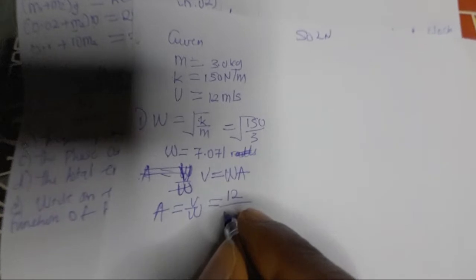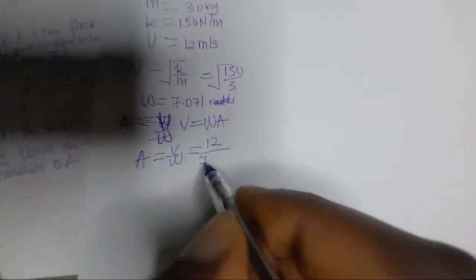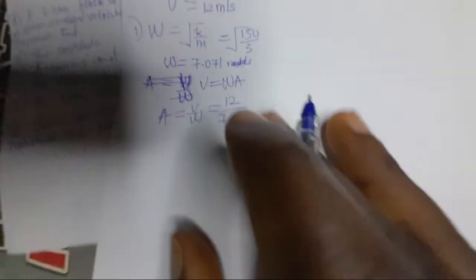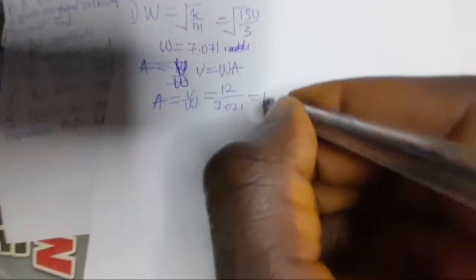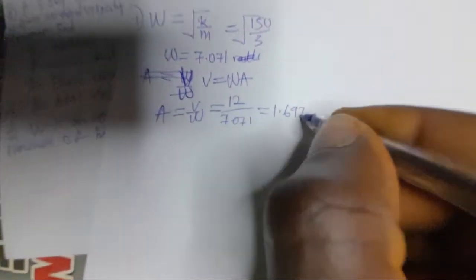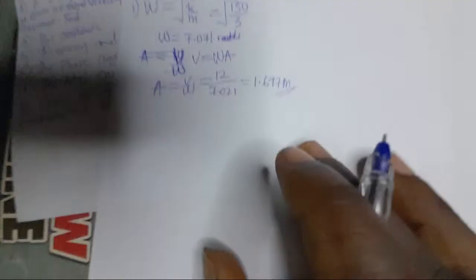Now if we put the parameters in, we have 12 all over W, and W is 7.071. If we work with that, our answer is going to be 1.697 meters. So that becomes our amplitude. As I always say, you can always check this with your calculator to see what you're going to have at the end of the day.